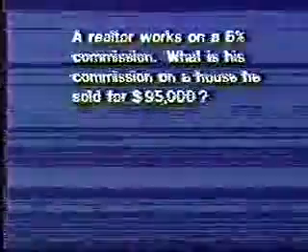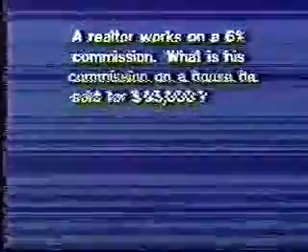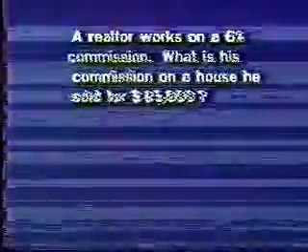Consider this problem involving commission. A realtor works on a 6% commission. What is his commission on a house he sold for $95,000? Now, our verbal model here is simply a statement of how we understand the way that a commission is paid. We know that the commission is simply some percent of the selling price of the house. For this problem, we can see the amounts very clearly in the problem. The commission is 6% of $95,000.